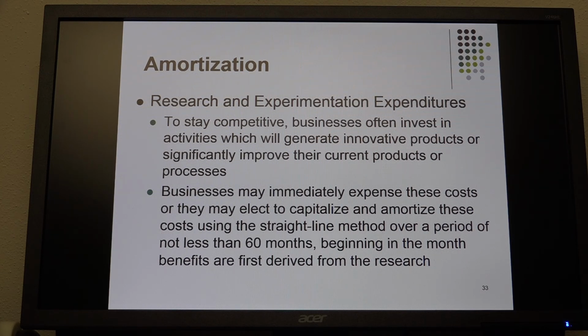Now, research and experimentation expenditures. Again, you're trying to develop new products, and these are the costs that go into developing new products. Businesses may immediately expense these costs, or they may elect to capitalize and amortize these costs using the straight-line method over a period of not less than 60 months, beginning in the month benefits are first derived from the research.